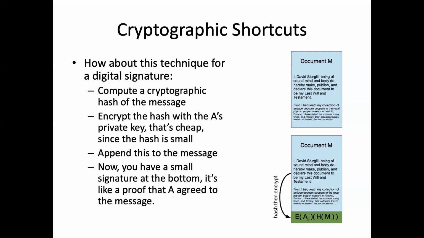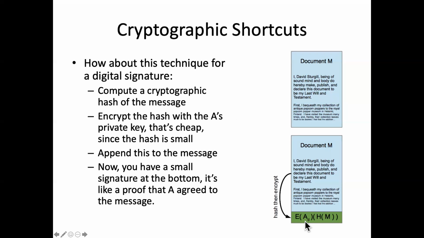So the hash of the document is smallish compared to however big the document might be. The cryptographic hash is fixed size, so it should be cheap to encrypt. It's just a small thing we have to encrypt. You've encrypted it with your private key. So since only you know that private key, only you should be able to encrypt the hash that way.